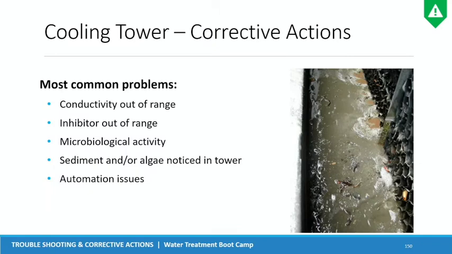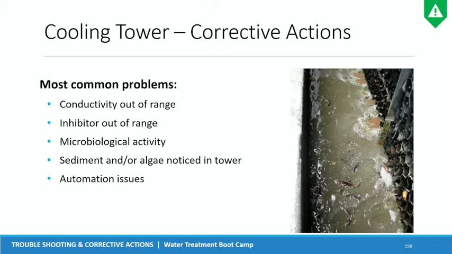So, corrective action. The most common problems that occur are conductivity out of range, which means you're likely not blowing down your tower; inhibitors out of range, which means you're not feeding enough inhibitor, or there's no chemical in the tanks, or a bunch of other reasons. Microbiological activity, so you're underfeeding, or maybe there are other problems you might need to look into in the system.